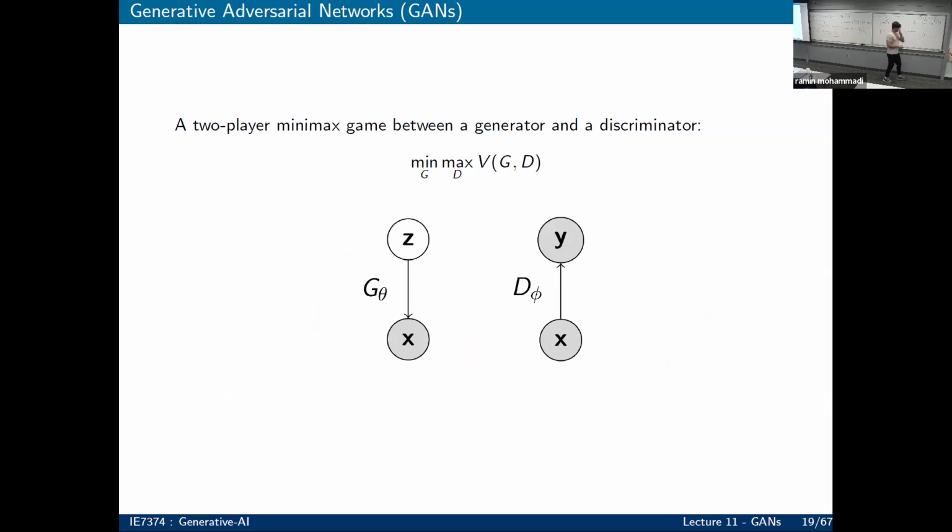So the idea is that we have this two-player min-max game, in which the generator is trying to minimize and the discriminator is trying to maximize this value. And this is the direction. In the picture, for the generator, it goes from Z to X. For the discriminator, it goes from X to Y, because this is a classification. Y is the label, real or fake, and you want this model to learn to map X to Y.